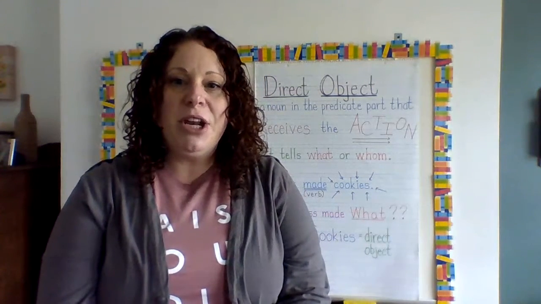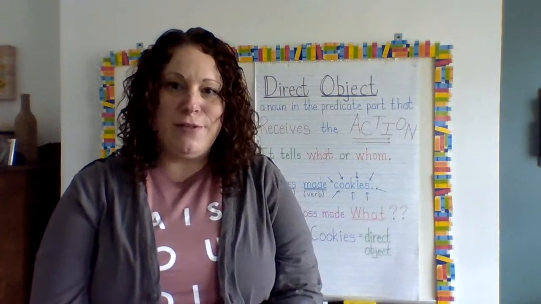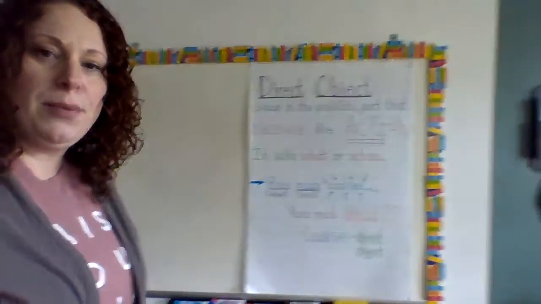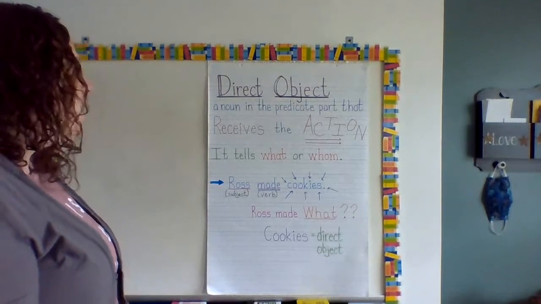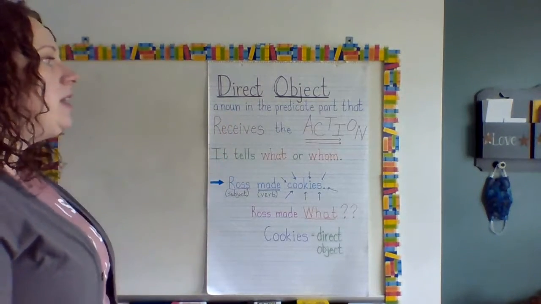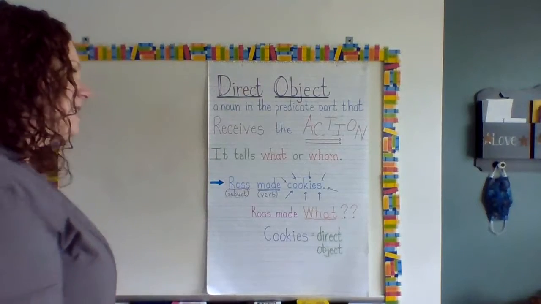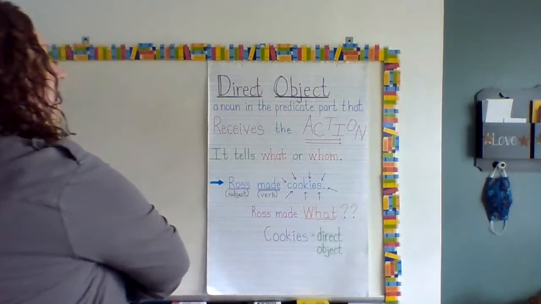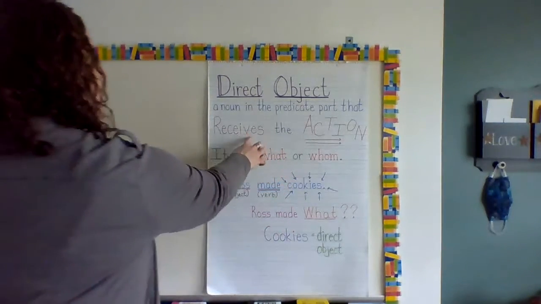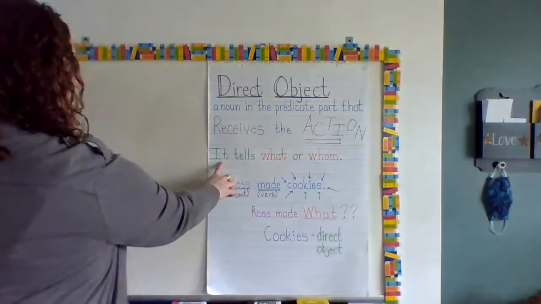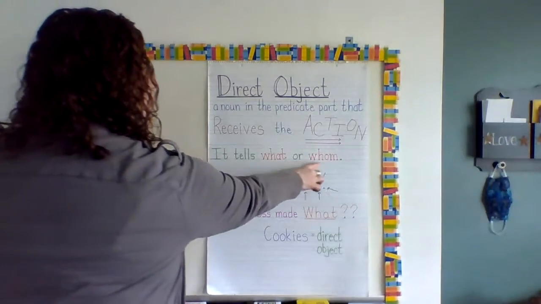This week I'm gonna introduce direct objects to you. So follow me up here to the board. This is a pretty simple lesson, and then you have 2 workbook pages. Done deal. So our direct object is a noun that comes in the predicate part of the sentence, which would be towards the end, after the verb. And that predicate part receives the action. It's going to tell what or whom.